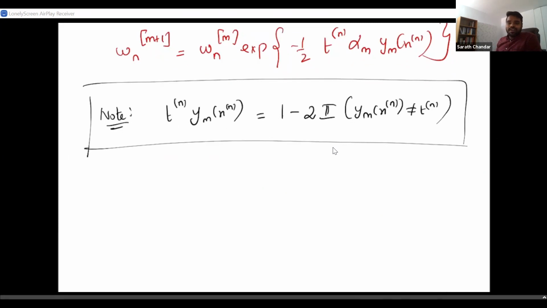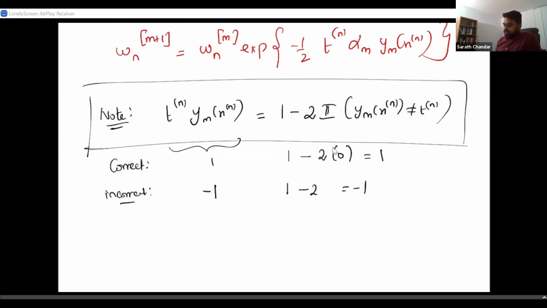This is very easy to prove. Let's assume that the example is correct. If the example is correct, then this is going to be 1. Now look at the right hand side. It's going to be 1 minus 2 times the indicator function, which will become 0 because the example is correct. So this becomes 1. If the example is incorrect, then you have minus 1 here. So the right hand side becomes 1 minus 2, which is equal to minus 1 again. So these two are equivalent.